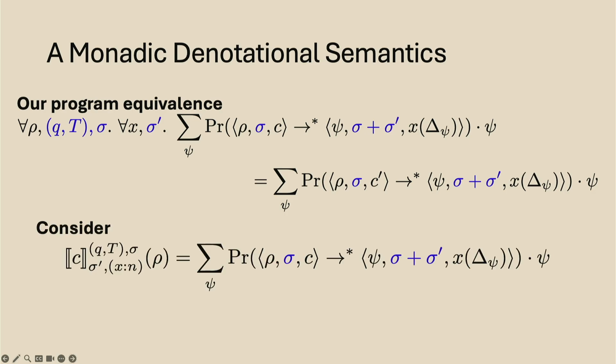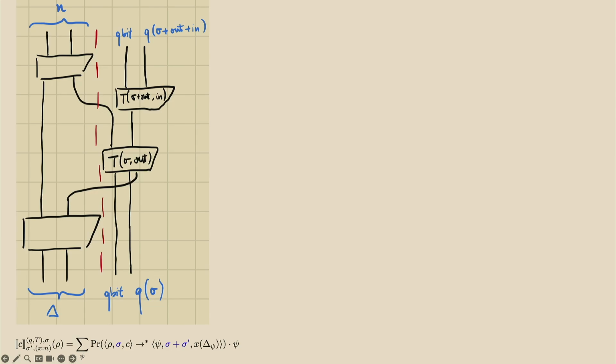So we consider this map, which maps every initial state rho to this thing, which is essentially one side of this program equivalence. And if we consider what it might look like, again, sorry for the string diagrams, on the bottom it's the input, on the top it's the output. So it does one output and one input in that order.